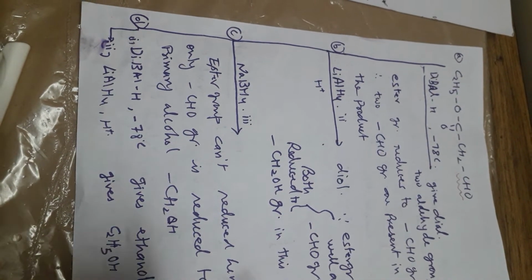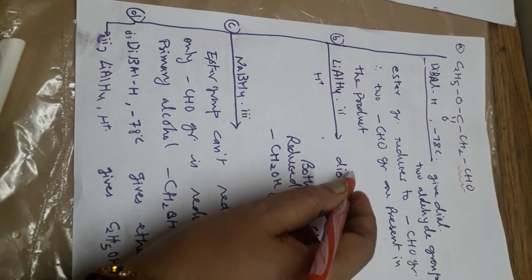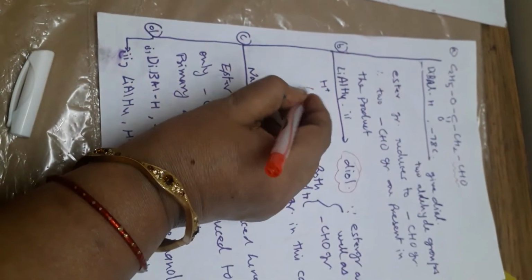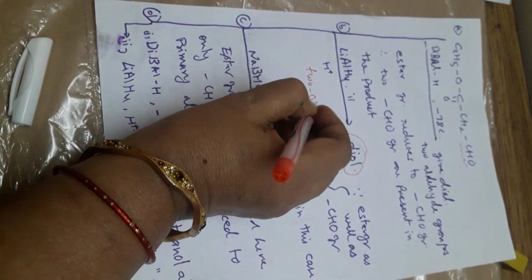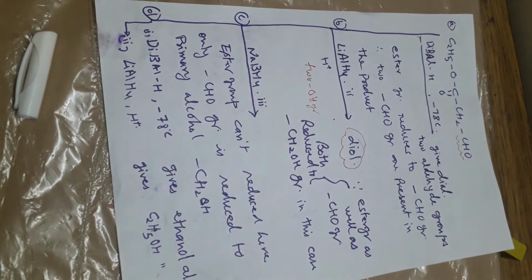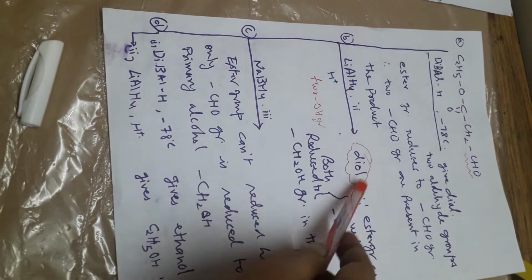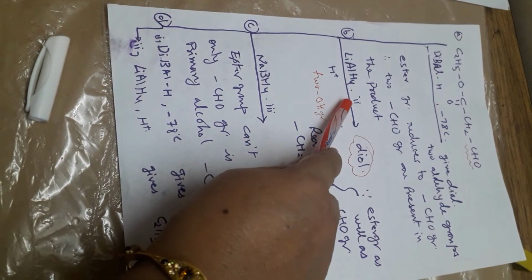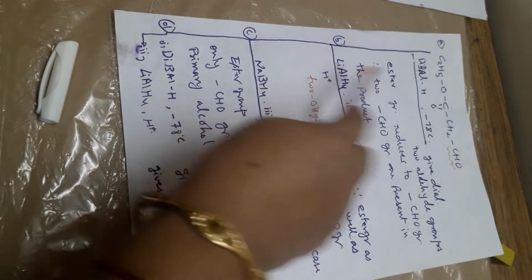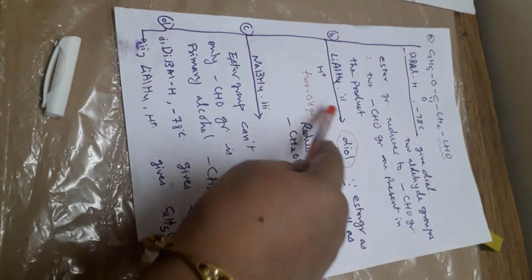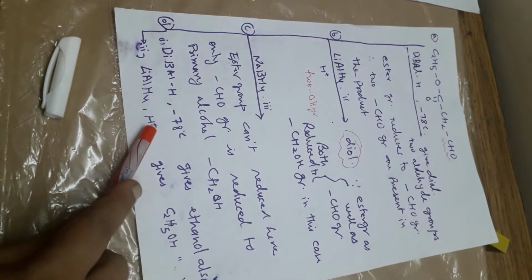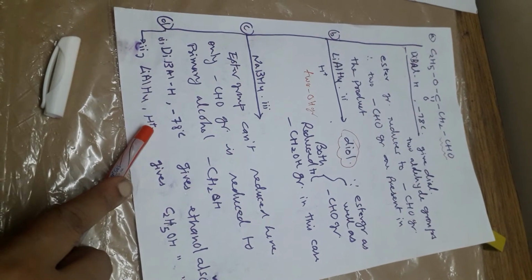Diol means two OH groups are present. See here, I have written diol, meaning two OH groups. Two OH groups are present. That is why we call it a stronger reducing agent as compared to DiBAl-H. Now, which is the strongest? Here in these three cases, LiAlH4 is stronger than DiBAl-H, and DiBAl-H is stronger than NaBH4. Is that clear to you?